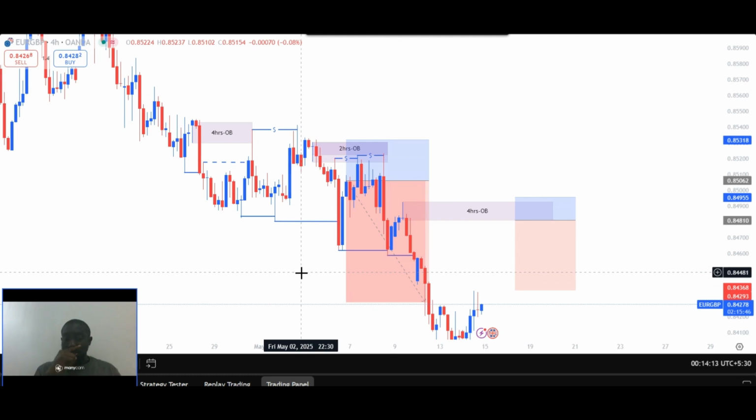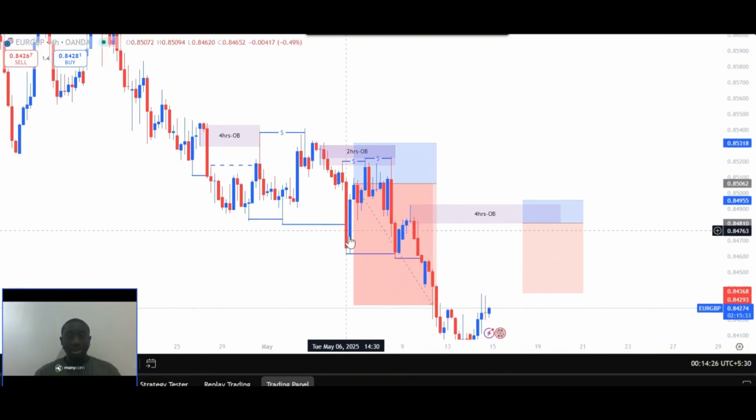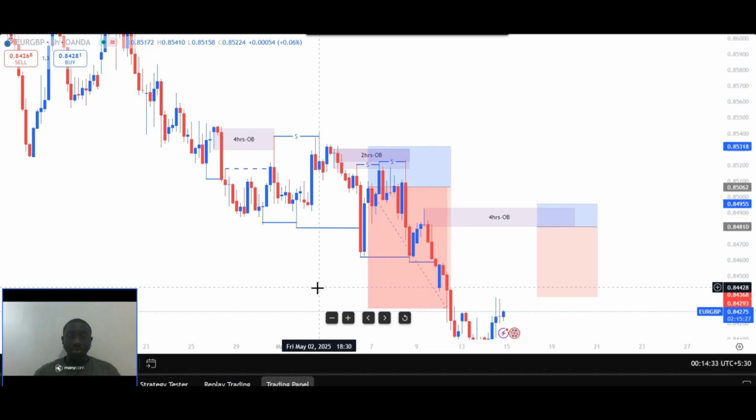You might still trade it, but you have to be very, very careful and very, very watchful, because these institutional investors and the big banks, they are not playing. So you need to be very, very smart, and you need to learn to think like them. After your break of structure, you expect a pullback before you follow the trend, so follow what they are doing.